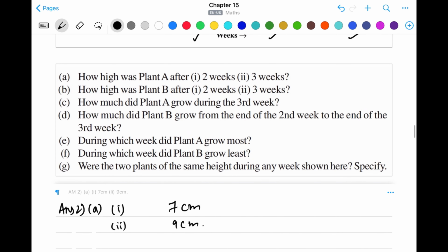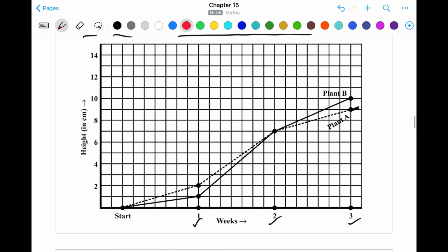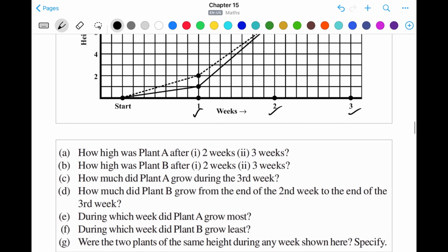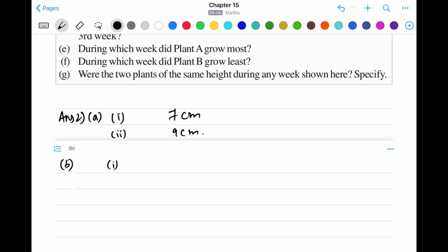Now next is how high was plant B after 2 weeks and 3 weeks. After 2 weeks plant B was also 7 centimeter, and after 3 weeks plant B was 10 centimeter. So this is part B, section 1. After 2 weeks plant B was also 7 centimeter, but after 3 weeks the plant was 10 centimeter long.